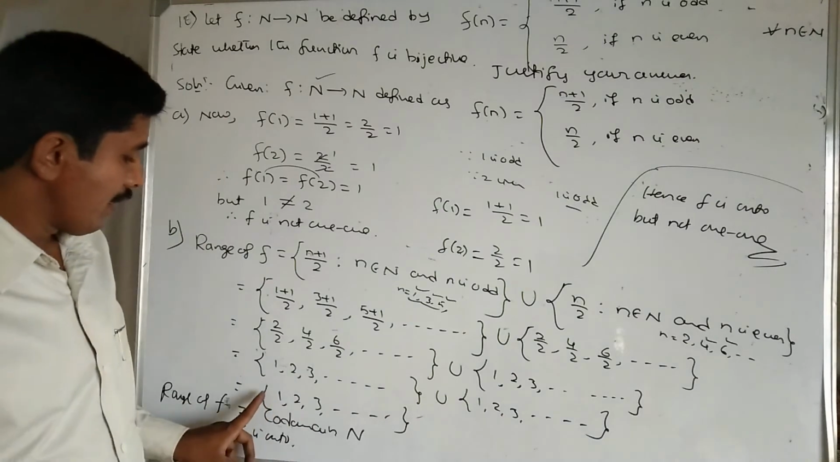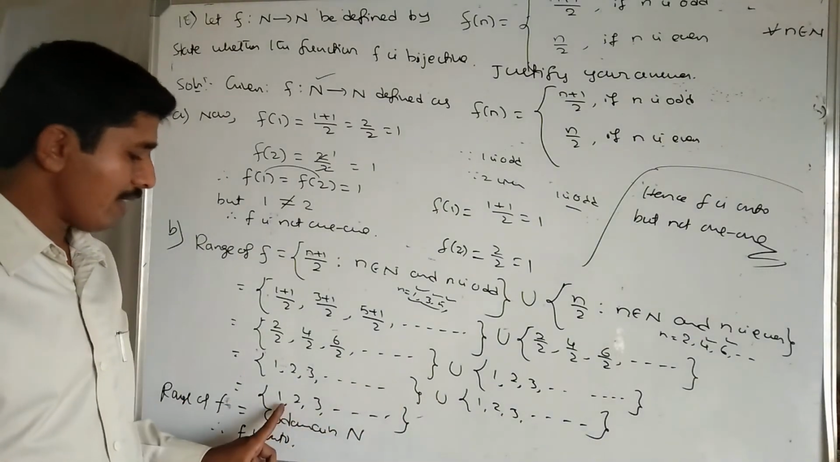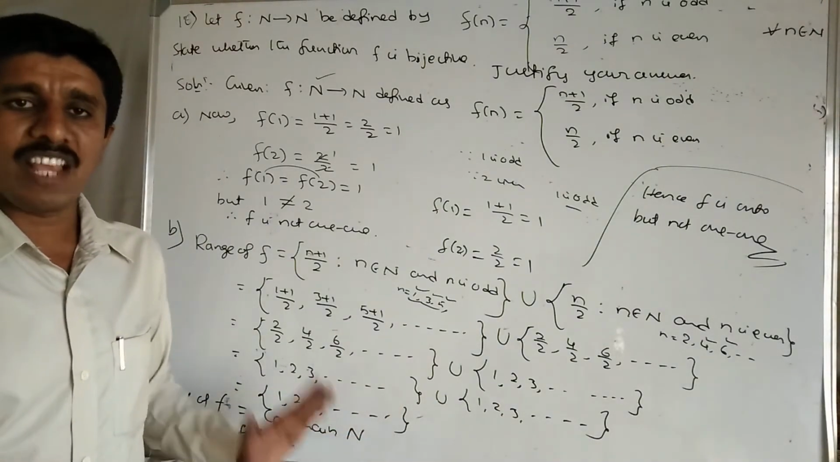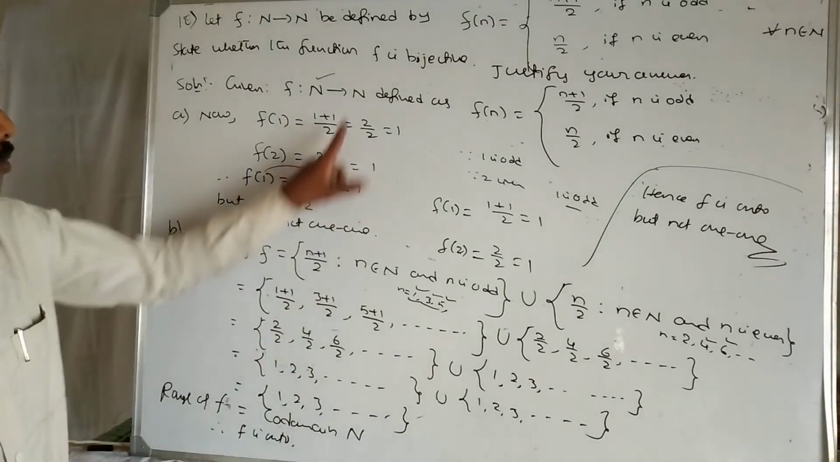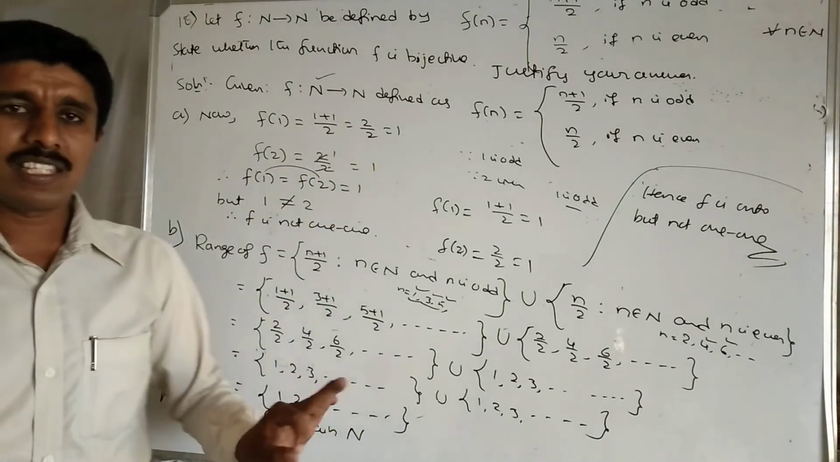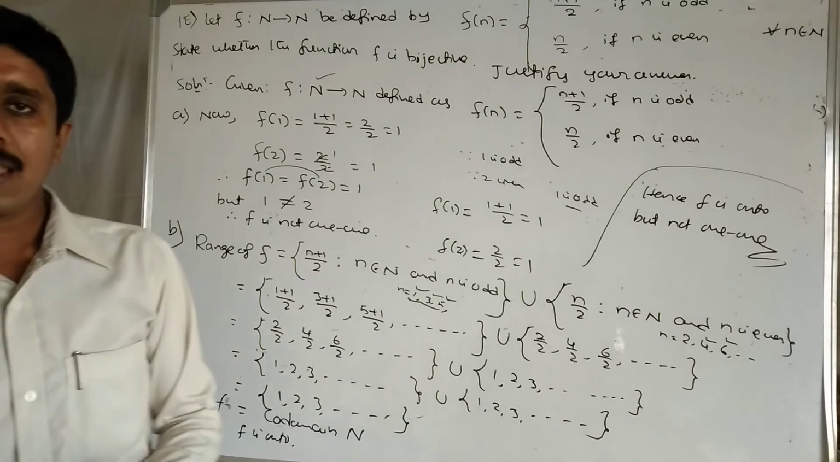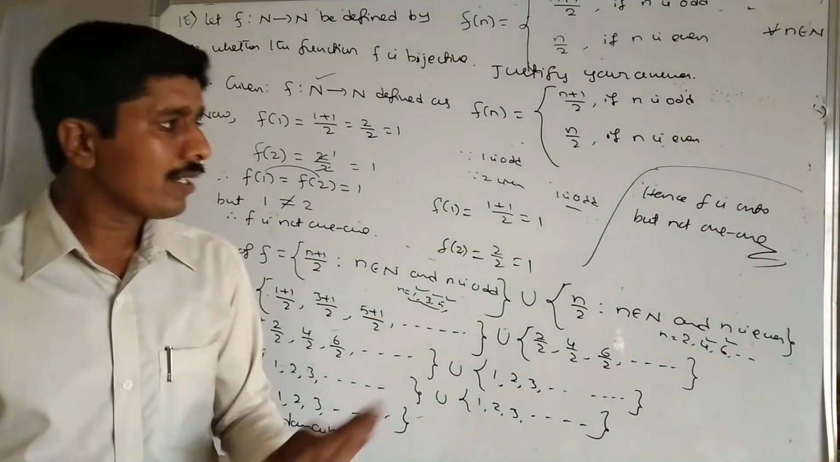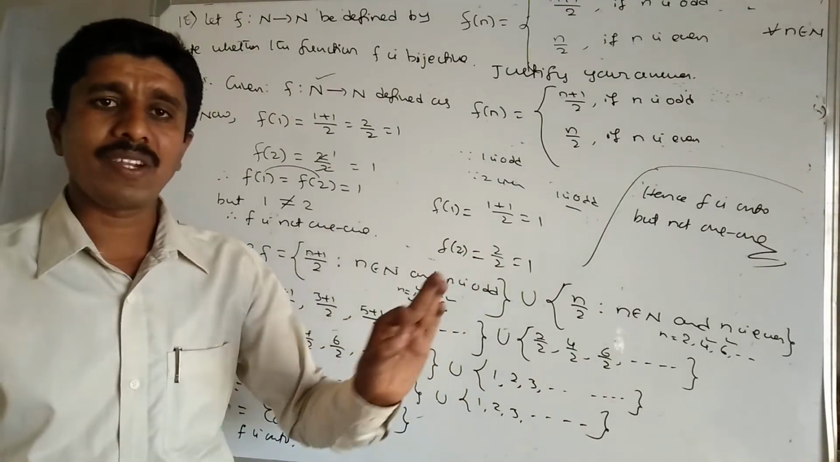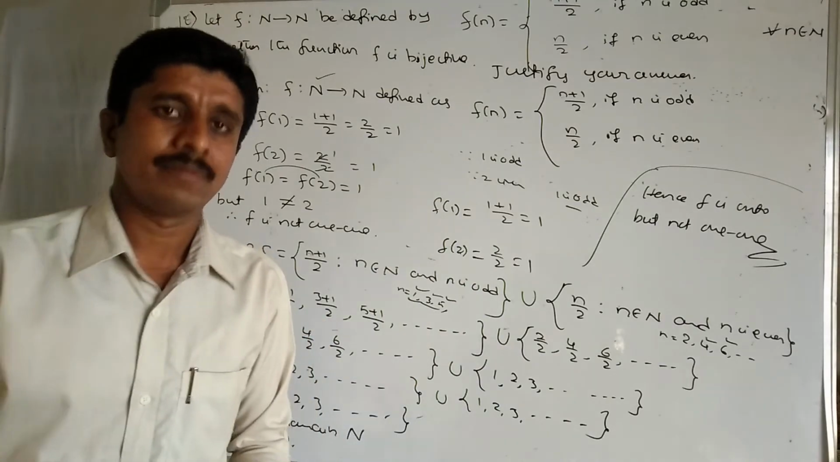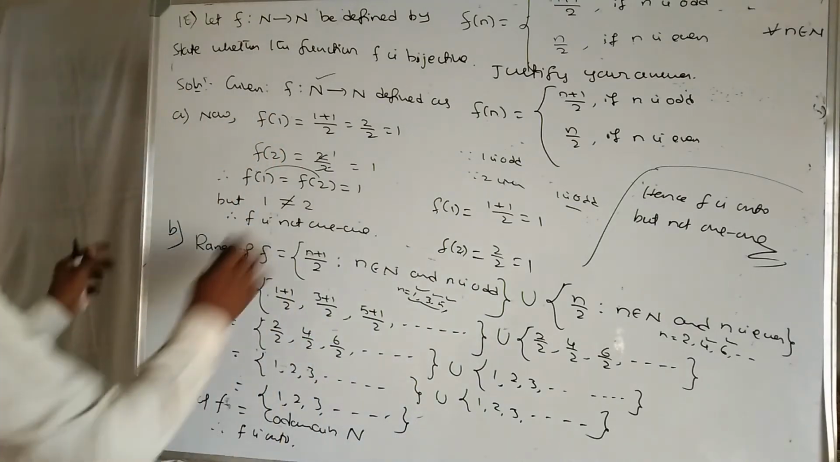Simplify. You get the union of the two sides, the set 1, 2, 3, and so on. Clearly this is the natural numbers. Clearly the range of the function equals the codomain N. Therefore this function is onto. Clearly it is an onto function but not one-one. Yes. Go to next.